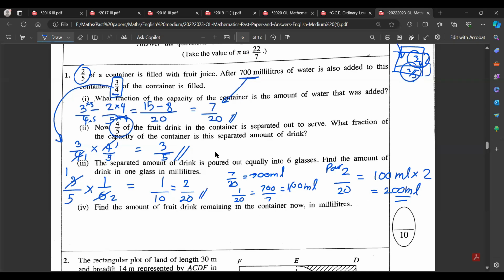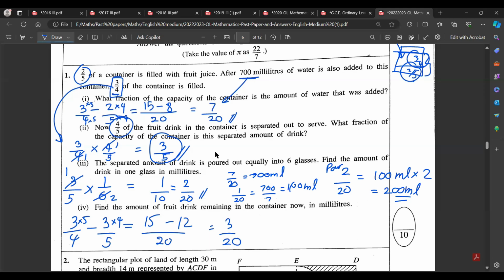In the beginning, before pouring, they are having what? 3 out of 4, no? Now they are pouring 3 out of 5. So it is deducted. So remaining, if I consider 20 parts, there should be 5, no? You have to multiply by 5. 15 minus, there should be 4, 12. It is 3 out of 20. Now remaining is 3 out of 20.